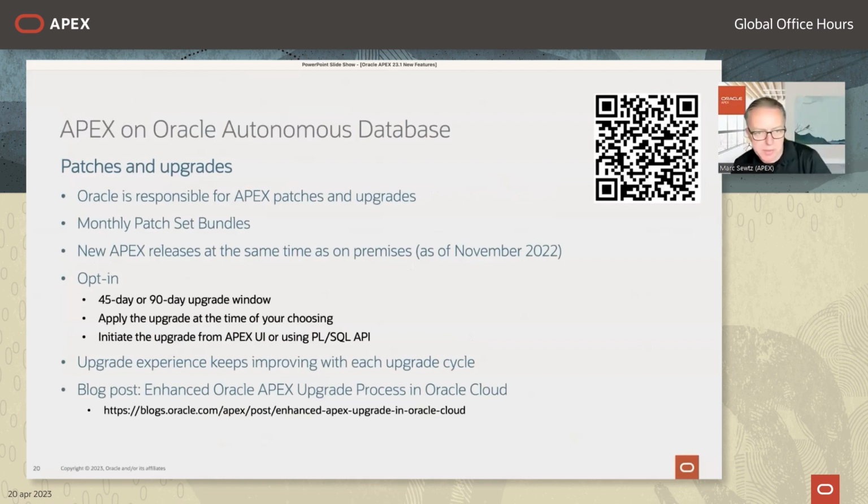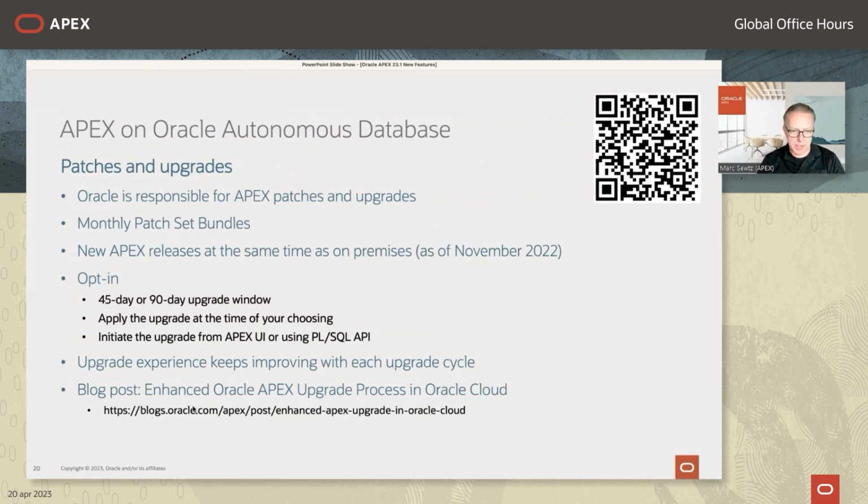Also, Apex on Autonomous, we're still a few weeks away from being GA for 23.1. And just like with Apex 22.2, we plan to release Apex on-premise and on ADB on Autonomous on the same date. So it's a good time to start thinking about your upgrade strategy.